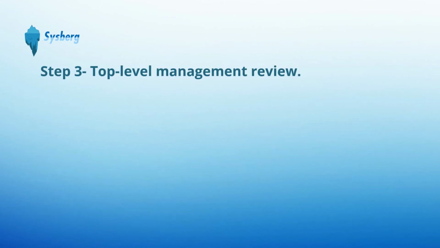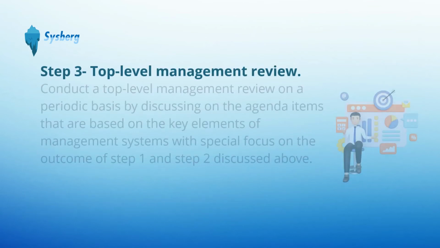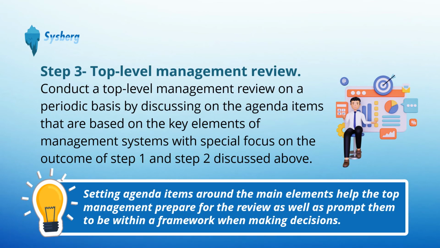Step 3. Top-level management review. Conduct a top-level management review on a periodic basis by discussing agenda items that are based on the key elements of management systems, with special focus on the outcome of Step 1 and Step 2 discussed above. Setting agenda items around the main elements helps the top management prepare for the review as well as prompts them to be within a framework when making decisions.